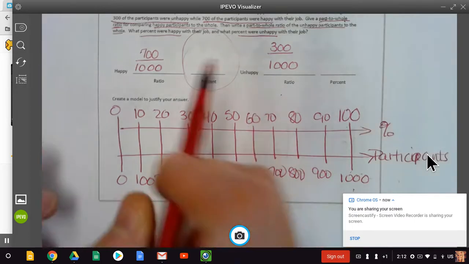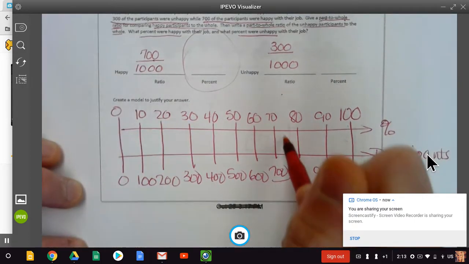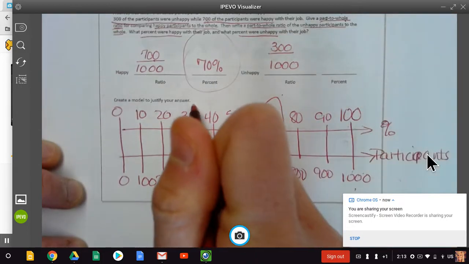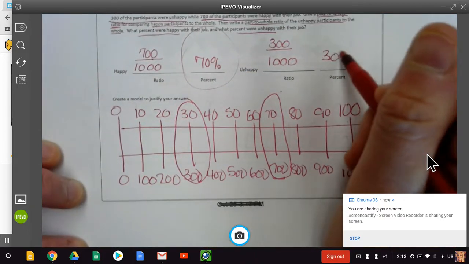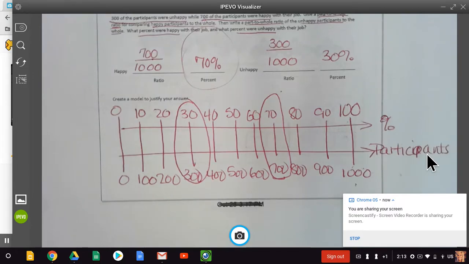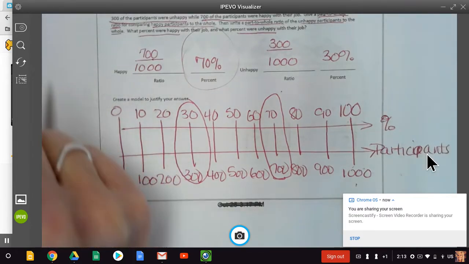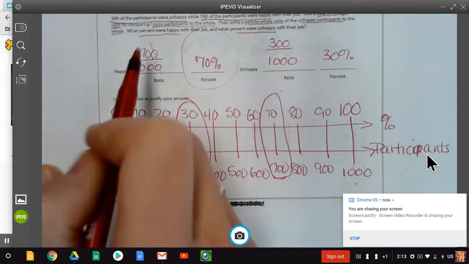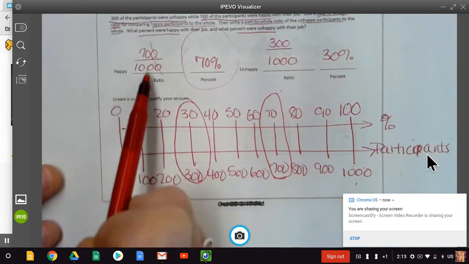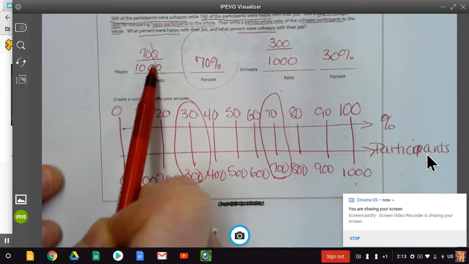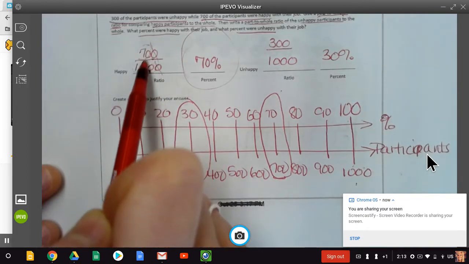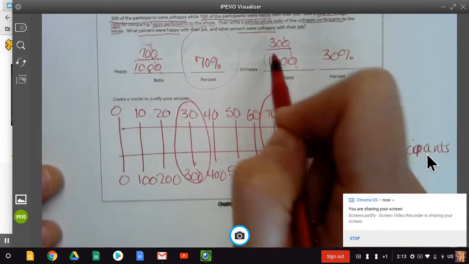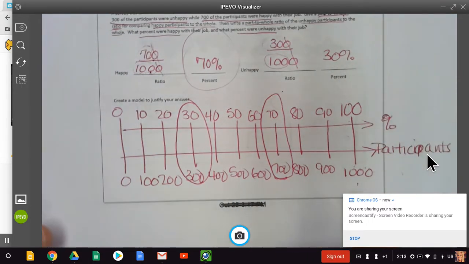If you look here at 700, we can see that's 70%. And if we look at 300, we can see that's 30%. Now there's another way you could have done this without the model. Since you know all percents are out of 100, you could have just taken off a 0 here and a 0 here since they both share a 0 to get down to 100 here. And then since you have 70 over 100, that's the percentage. Same here. It's out of 100, so we know 30% is the answer.